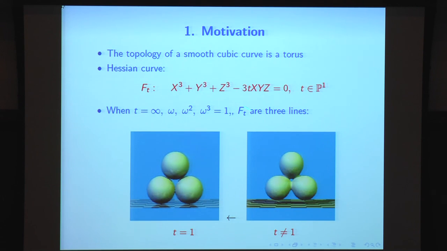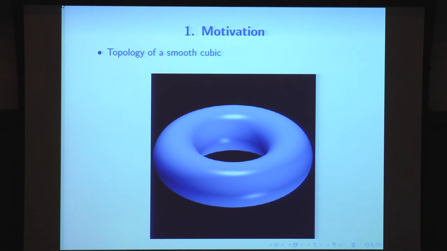We can use the same method to study the topology of smooth cubic curves. This is a torus. For example, we consider this family. If t is zero, this consists of three lines. So the topology looks like this. Deform this picture, and we get this one. So finally, this is isomorphic to a torus. So the topology of a smooth cubic is a torus.